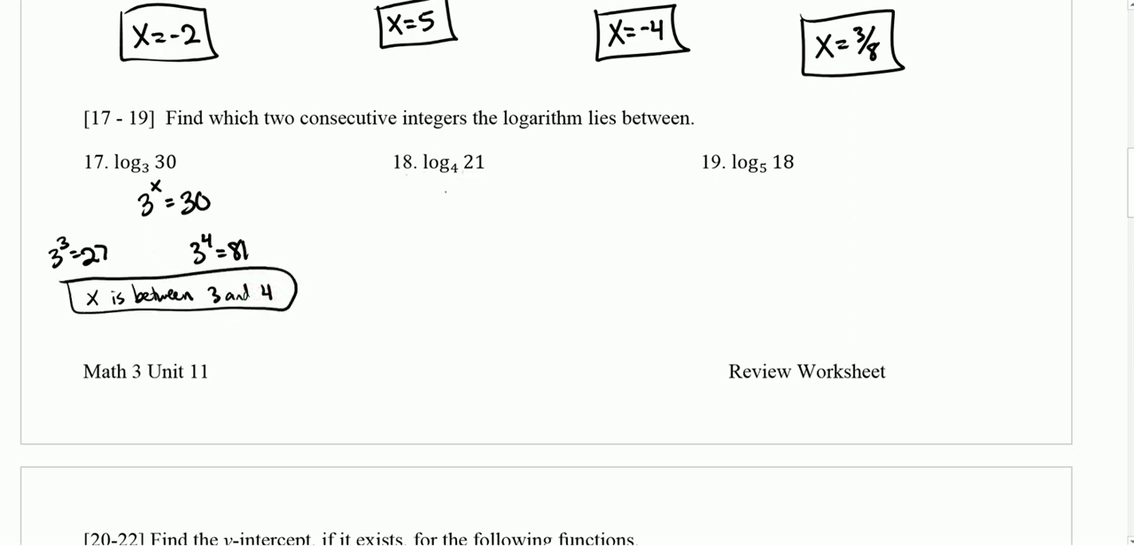Number 18, 4 to what power is equal to 21? Well, 4 to the second power is 16, and 4 to the third power is 64. 21 is between 16 and 64, so our exponent is between 2 and 3.